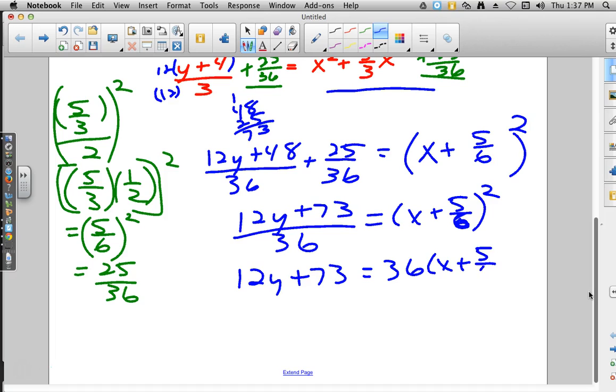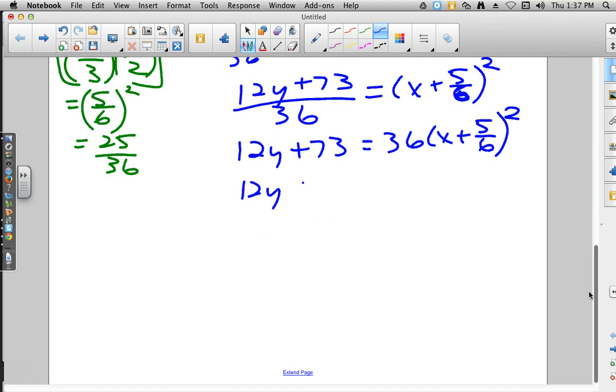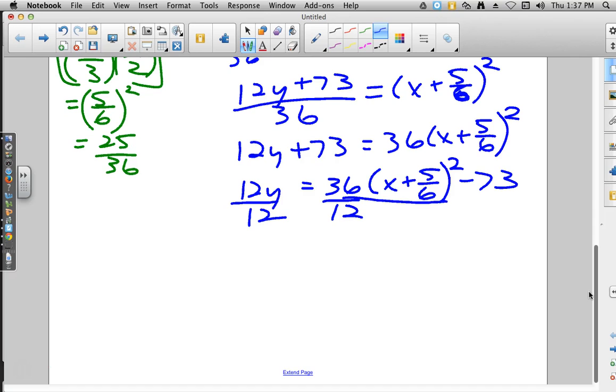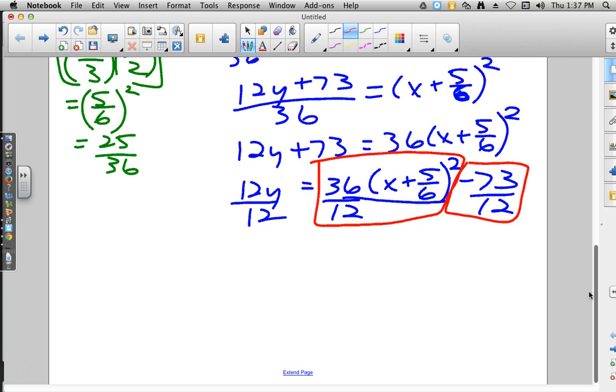Again, we're not going to distribute it or anything. That's going to be our a value right there. And then we would go ahead and subtract 73 from both sides. And then we would divide everything by 12. And again, you have to think of this as two terms. Remember, terms are things that are separated by addition. So these are two terms, and each of those terms gets divided by 12. The reason that I wrote it underneath the 36 is because obviously that's what I want to cancel it with on the other side.